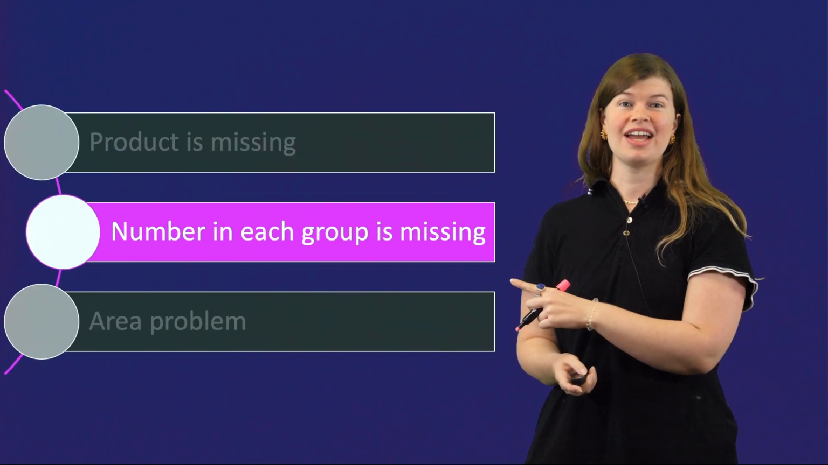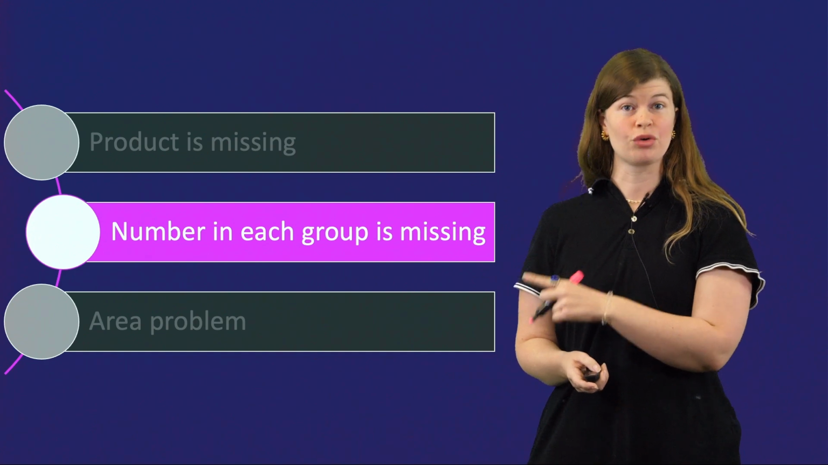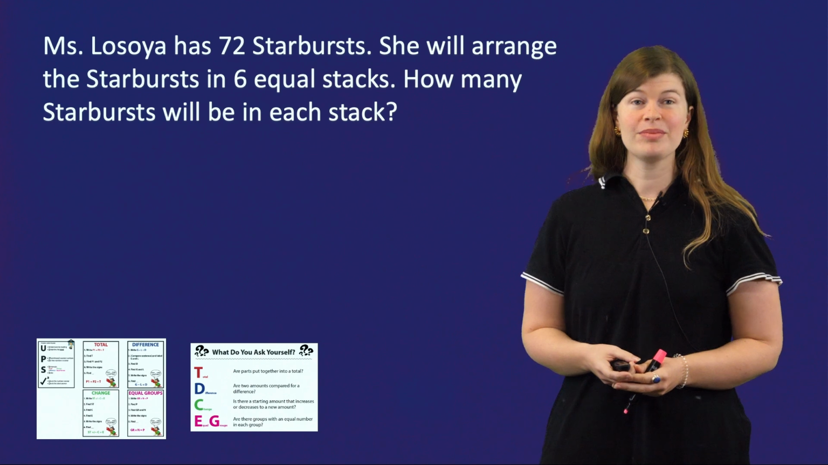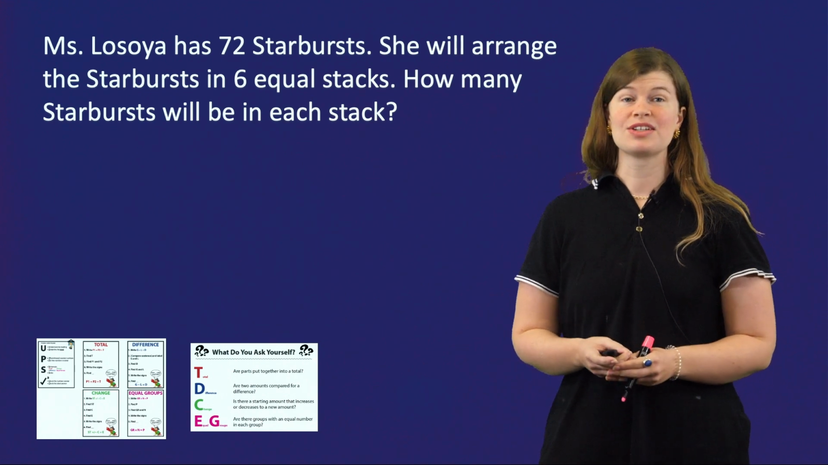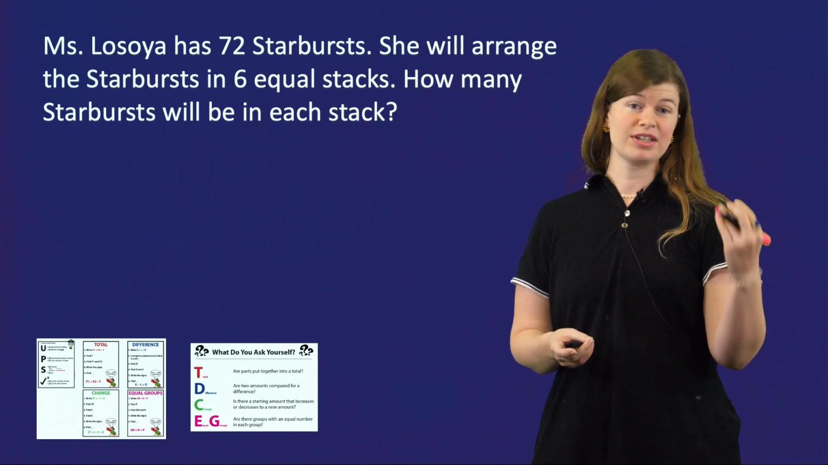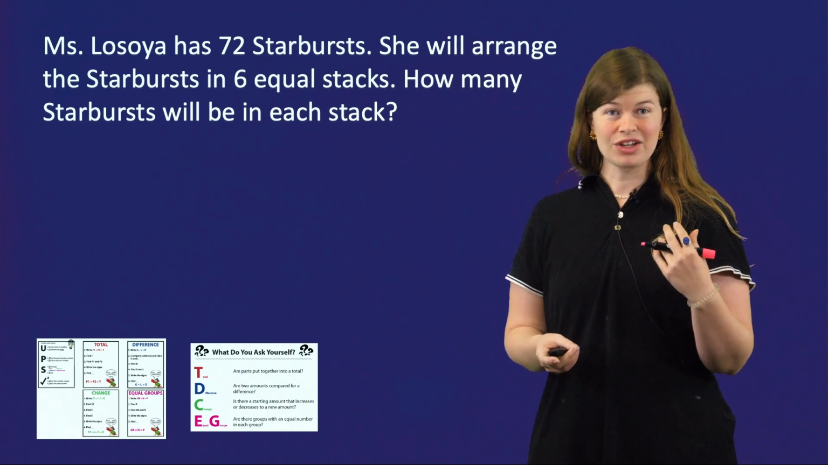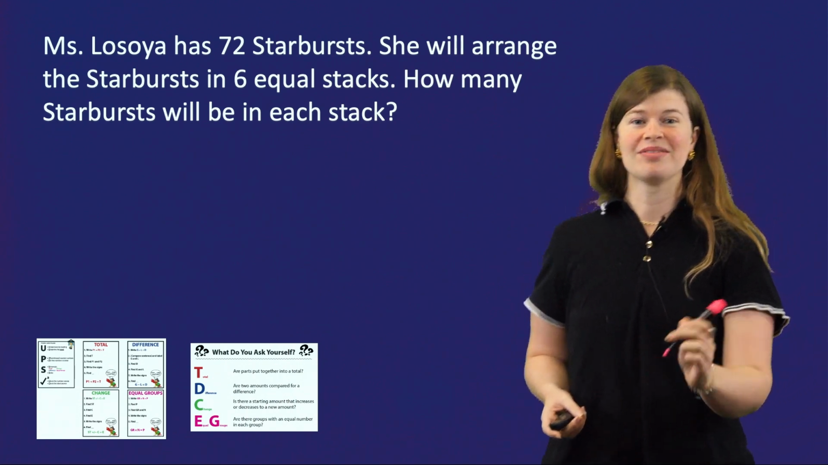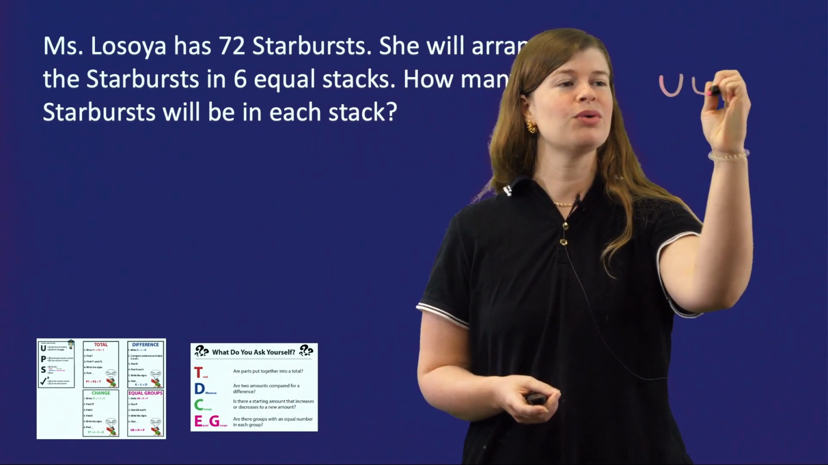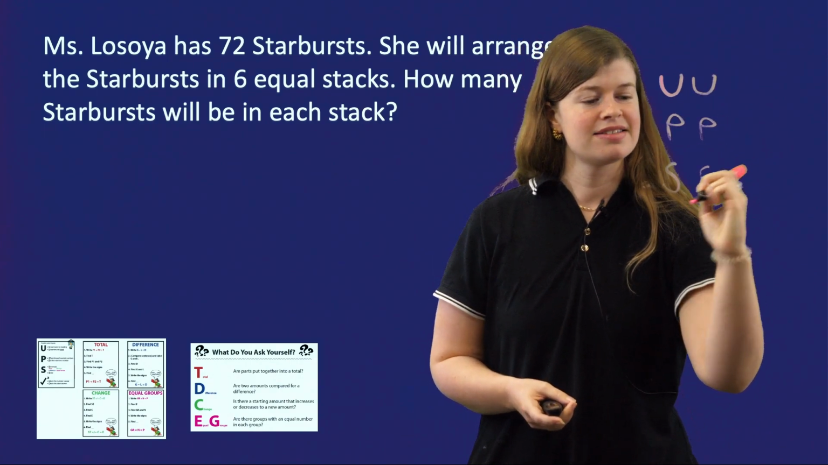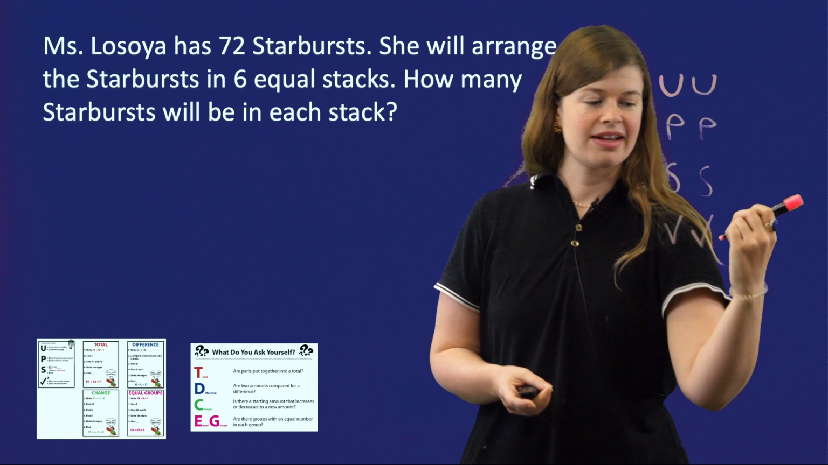Now let's take a look at a problem where a number in each group is missing. Here I have a word problem, and my first step is to look for a table or a graph. If I saw a table or a graph, I would number it. But since I don't, I can go straight to my UPS check squared attack strategy. I'm writing U, P, P, S, S, check, and check.